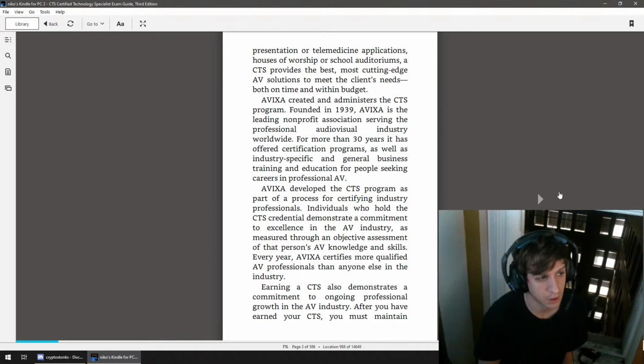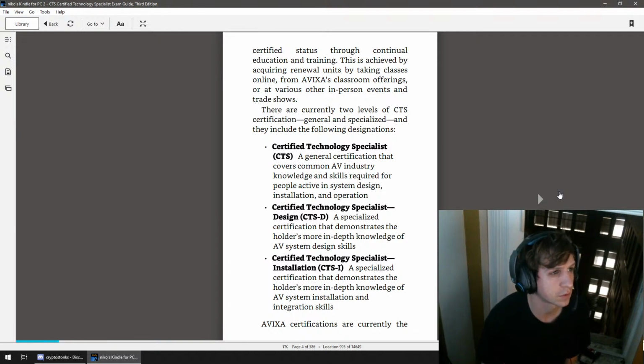Individuals who hold the CTS credential demonstrate a commitment to excellence in the AV industry as measured through an objective assessment of that person's AV knowledge and skills. Every year, Avixa certifies more qualified AV professionals than anyone in the industry. Earning a CTS also demonstrates a commitment to ongoing professional growth in the AV industry. After you have earned your CTS, you must maintain certified status through continual education and training. This is achieved by acquiring renewal units by taking classes online from Avixa classroom offerings or at various other in-person events and trade shows.